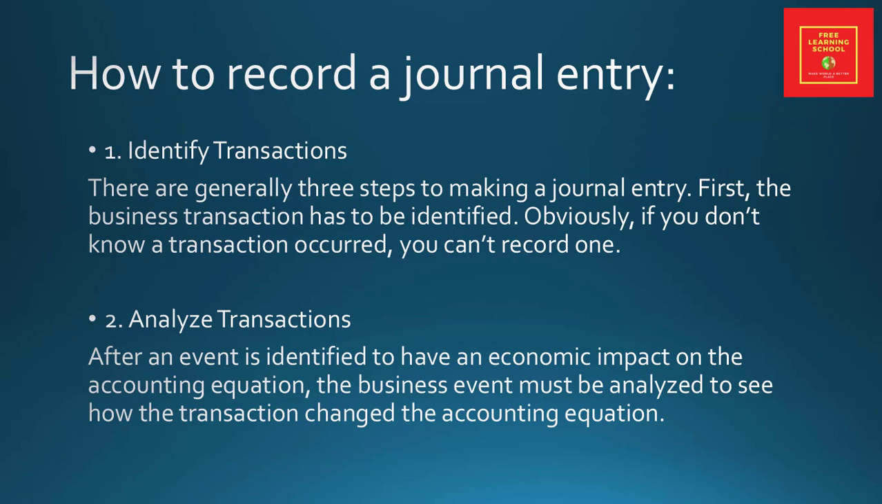Now we can see how to record a journal entry. Initially you have to identify the transaction. There are generally three steps to making a journal entry. First, the business transaction has to be identified. If you don't know what a business transaction is, then you cannot record it.